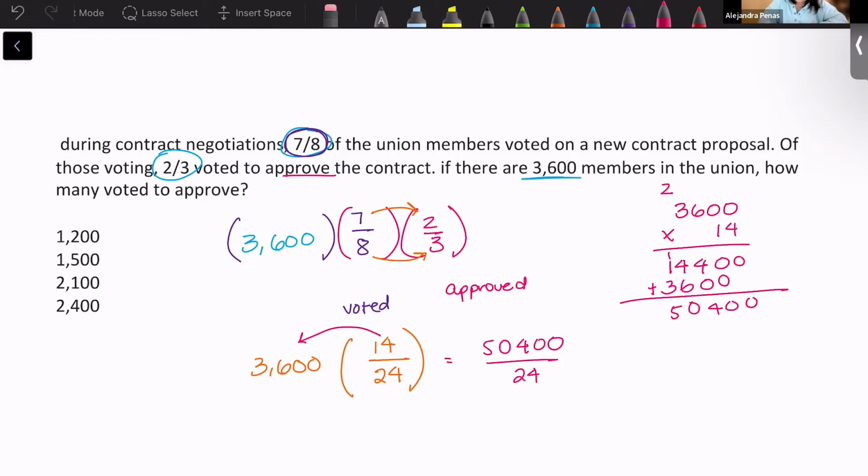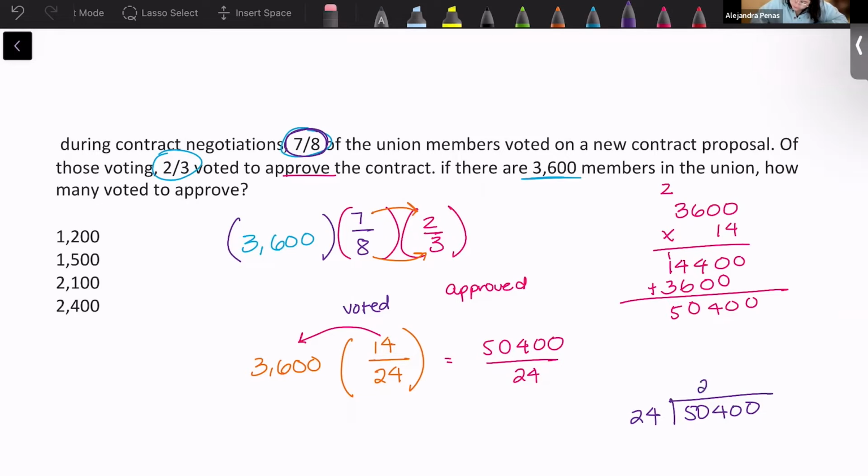So the last part is to just do the division. And remember that in multiplication, you can multiply in whatever order you want. So maybe you didn't want to multiply the fractions first. Maybe you wanted to do the big number times one of the fractions, and then at the end, multiply the second fraction. It doesn't matter. You're going to get the same answer in the end.